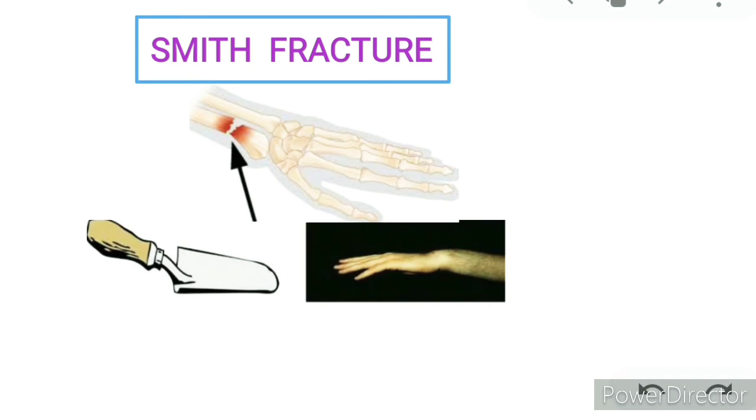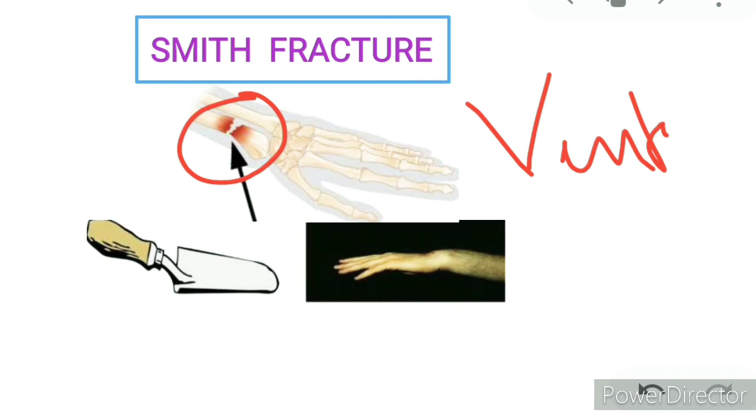Then coming to a Smith fracture. Smith fracture is also similar to the Colles fracture, that is the fracture at the distal end of the radius, but the distal fragments are displaced ventrally in case of Smith fracture. And in the deformity there is a depression which resembles a garden spade. So the deformity is called a garden spade deformity.